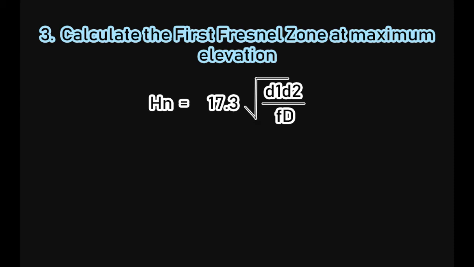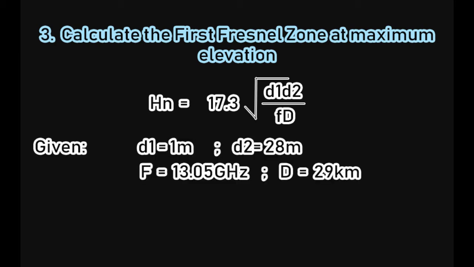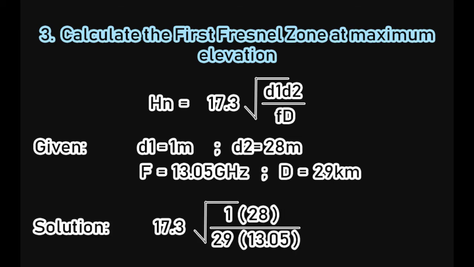Using the formula 17.3 times the square root of distance 1 times distance 2 over frequency times the total distance, we can get the first Fresnel zone. We'll have 13.05 GHz as our frequency and 29 kilometers for the total distance. After substituting all the given values, our first Fresnel zone is 4.706.